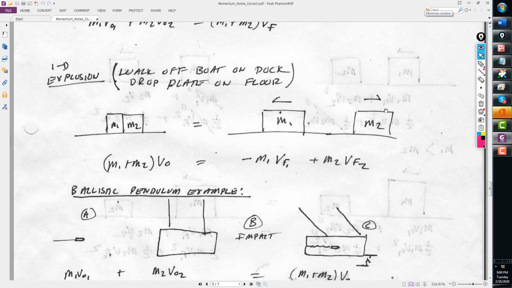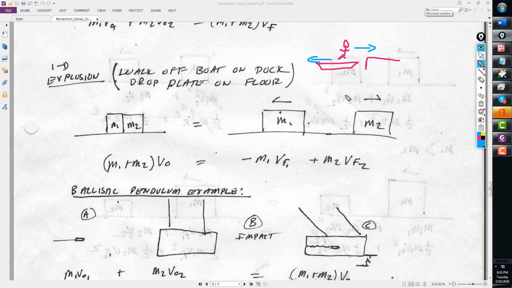Now I'm going to talk about an explosion. Most people think about an explosion and they're like, what's an explosion? I can't think of one. Well, a very simple example is, let's say there's you and there's a boat, and you walk off the boat onto a dock. So let's say that here's a boat and here's you and here's the dock. What's going to happen is if you step off this way, the boat's going to go this way. They're going to go in opposite directions.